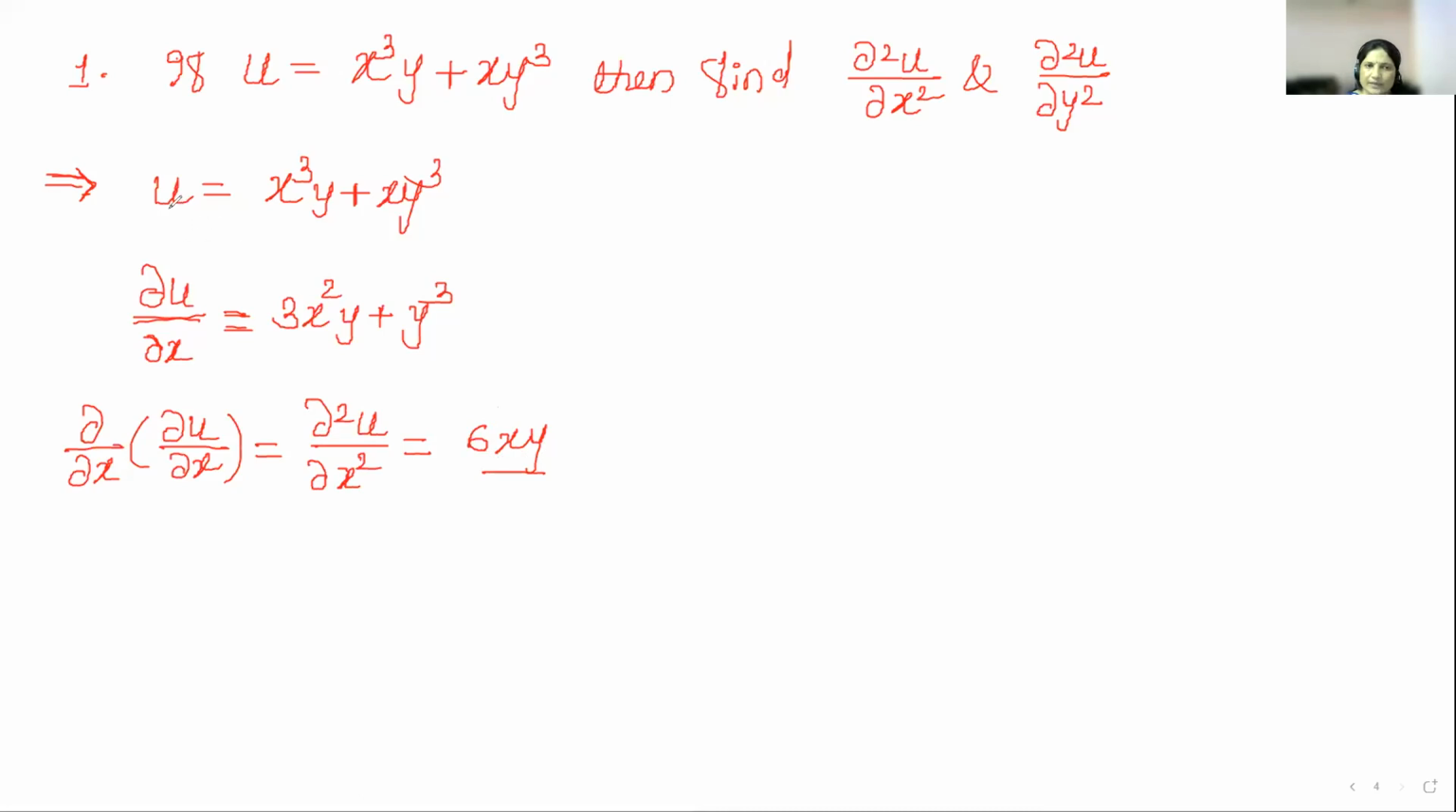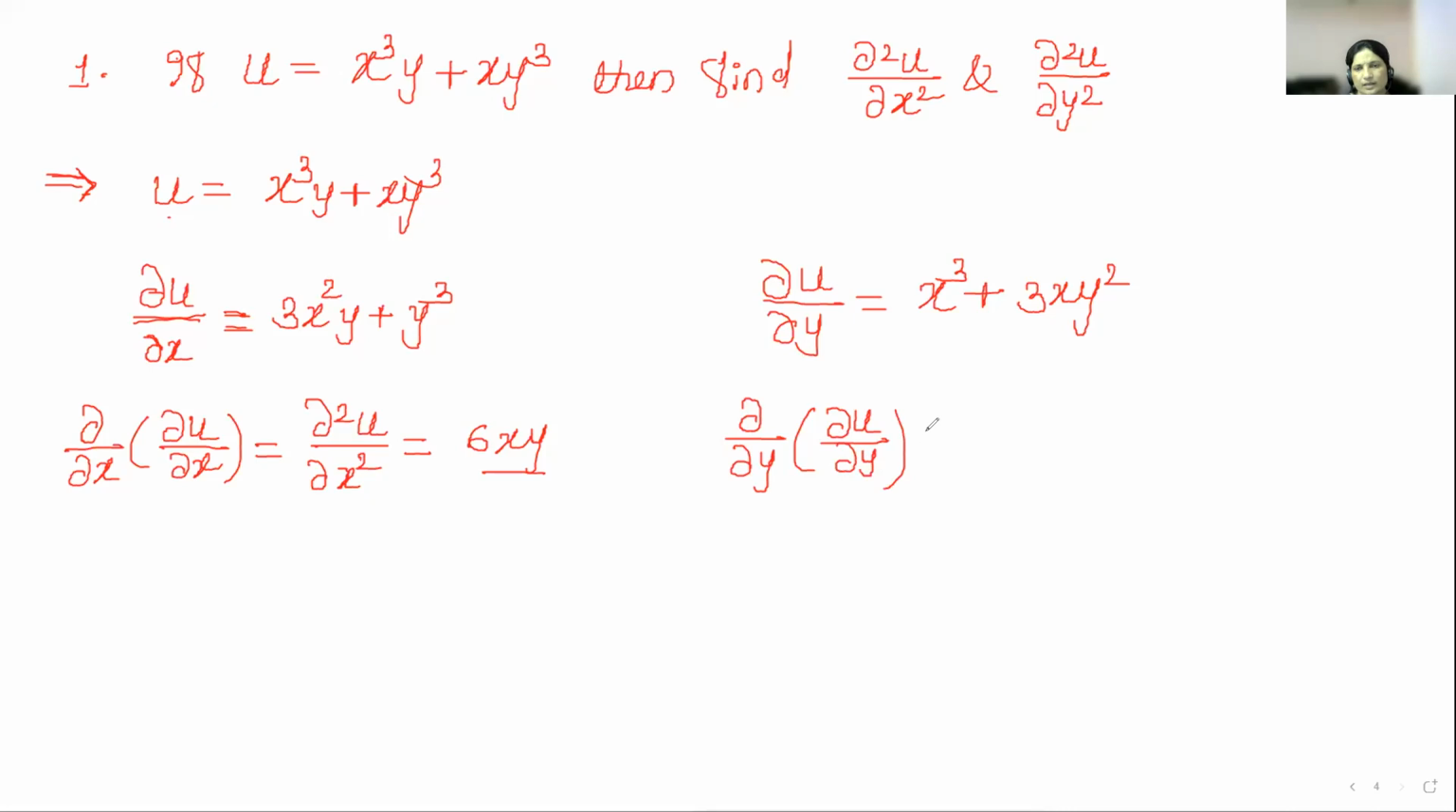Now taking the derivative of u with respect to y, ∂u/∂y is equal to x³ + 3xy². Now again we are differentiating this function with respect to y. So it gives ∂²u/∂y², which is equal to x³, that is constant, plus 3xy², it is 6xy. So here we are getting the answer 6xy.